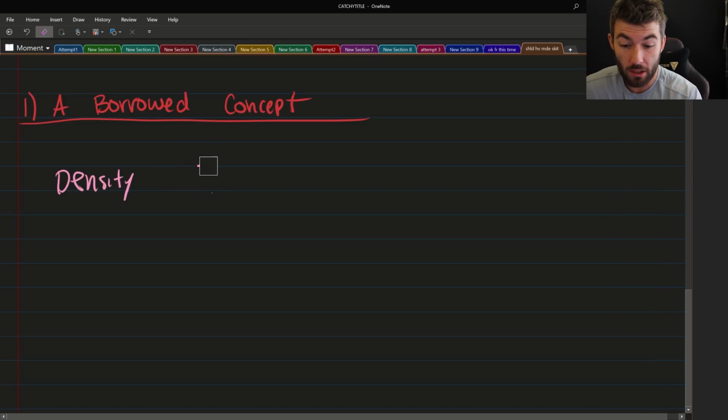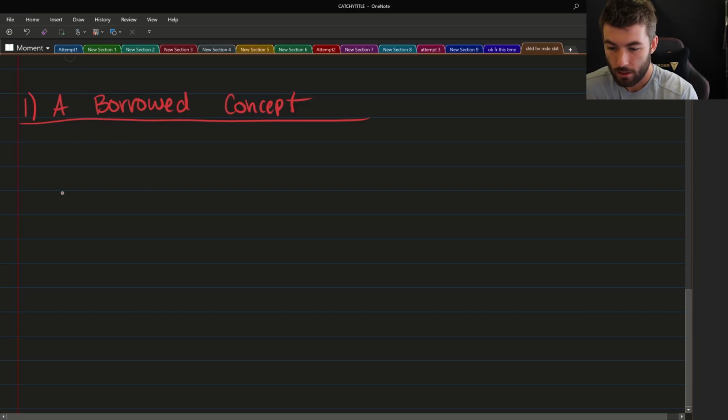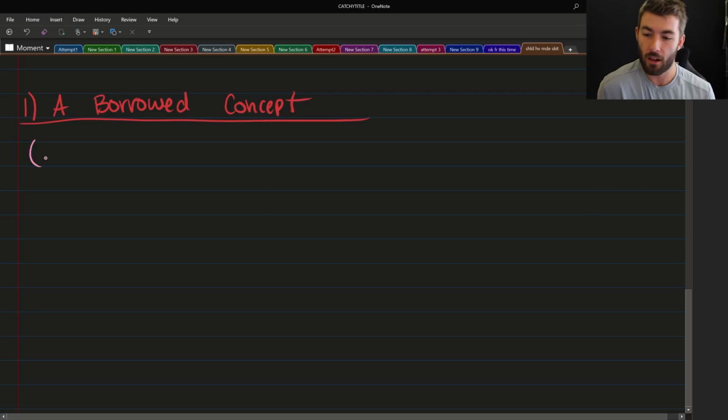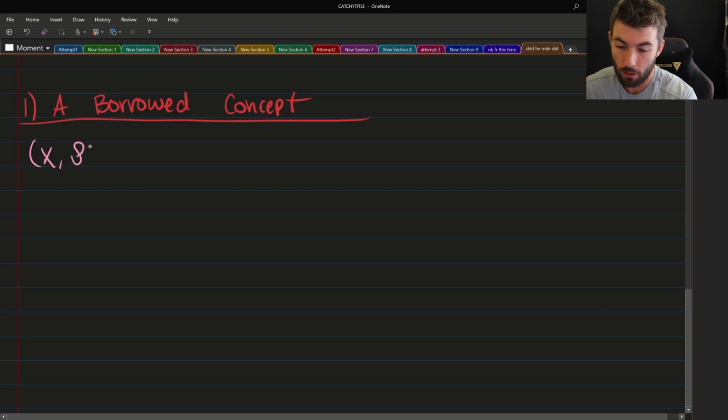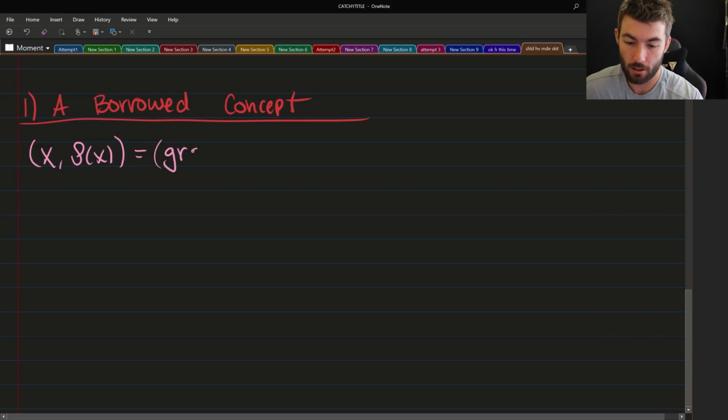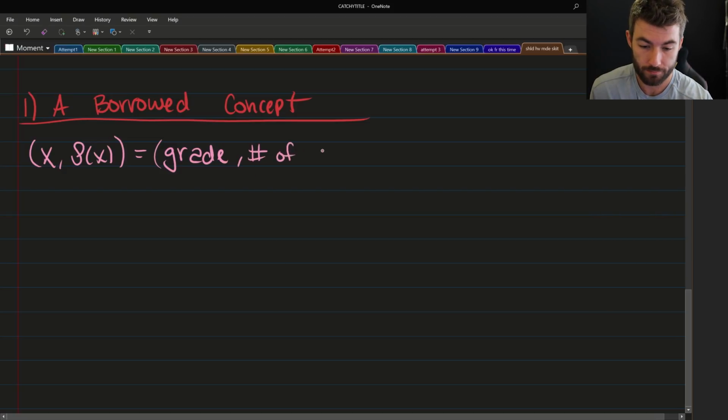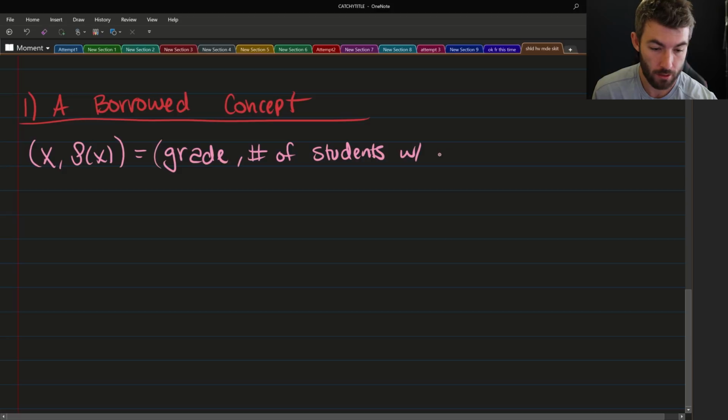So let's go ahead and start with a number density that we're still going to call rho. So we're going to have some ordered pair that I'm going to provide you with. And it's going to be some x and some rho of x, where rho is our number density. And this is going to be a grade. So the x values are going to be a particular grade. And the rho of x values, the y values, are going to be the number of students with that grade.